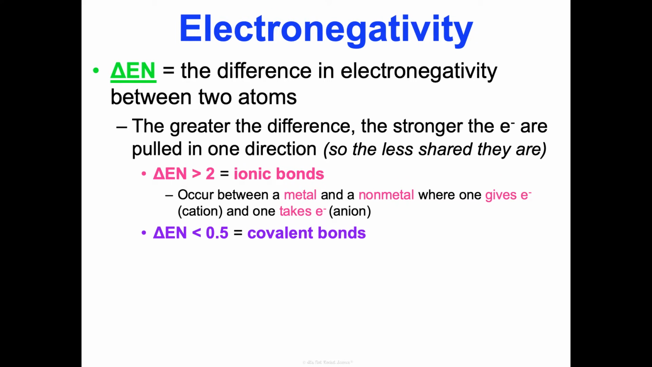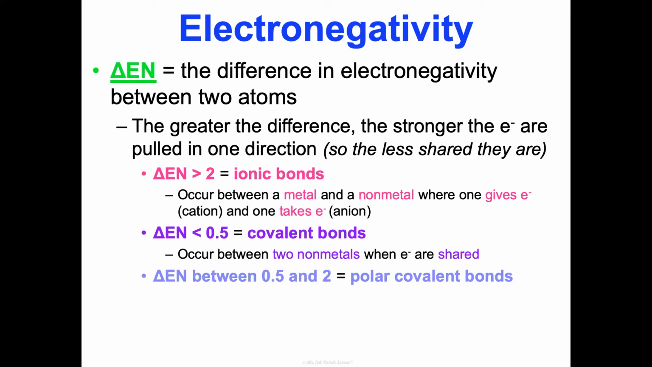Now, if your difference in electronegativity is less than 0.5, that's going to be a covalent bond, where there's not a very big difference between their electronegativity, so no one is really pulling the electron more strongly than the other. And so they're going to share the electrons. We tend to see this between two nonmetals that are going to share electrons.